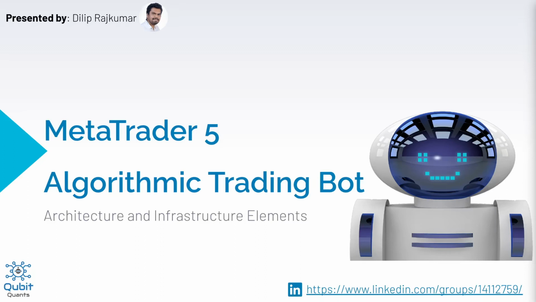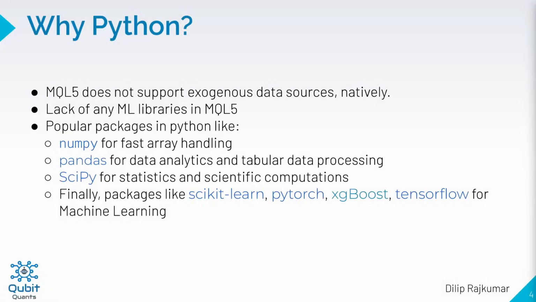In this presentation, I'll talk about the MetaTrader5 algorithmic trading bot infrastructure and the architecture elements. We built this algorithmic trading bot using the MetaTrader5 Python library. I'm sure, as you all know, MT5 has a native programming language called MQL5. But with this, there are some limitations, such as not being able to use any exogenous data sources.